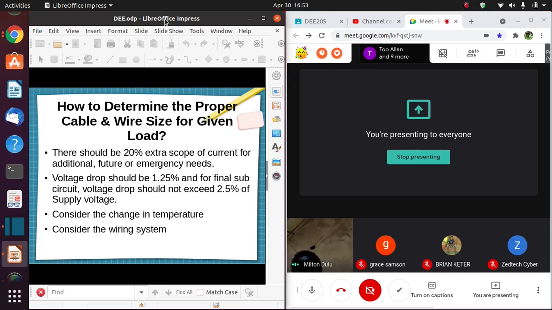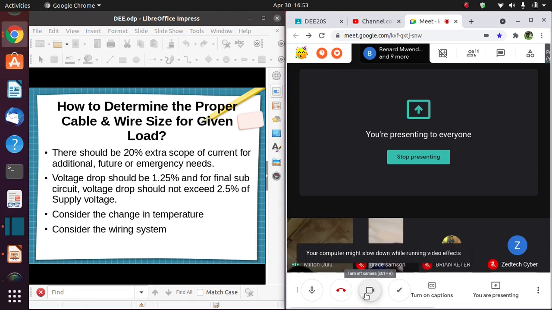The change in temperature, ama the ambient temperature. The bigger the cable, the more heat it will produce. Remember, once you pass current through a cable, then heat is produced. Then that cable should be able to withstand the ambient temperatures, ama the temperatures surrounding your cable.